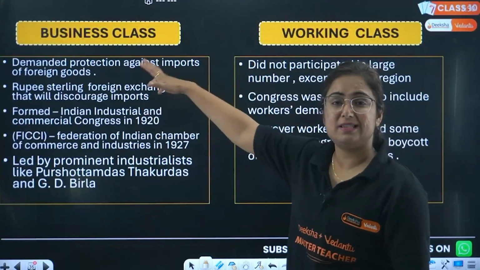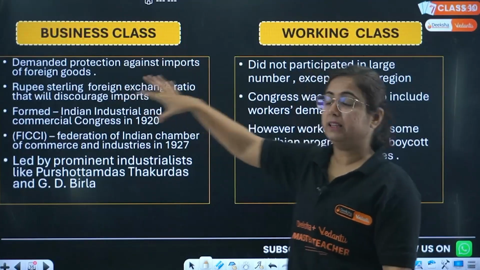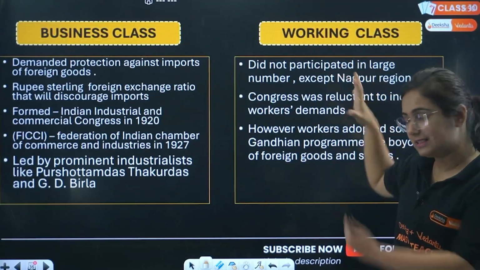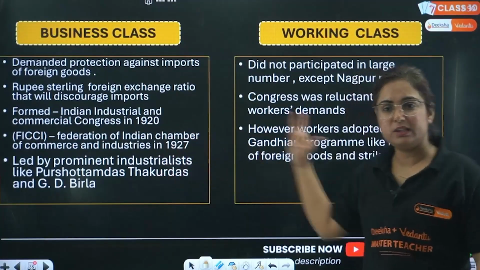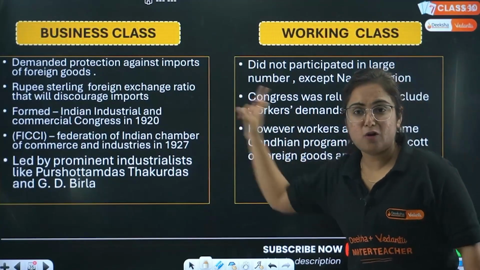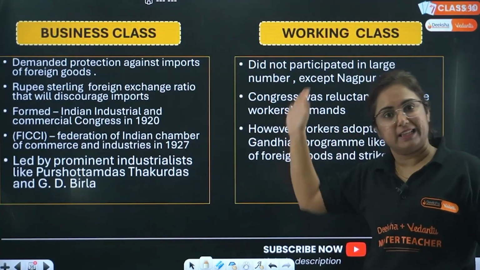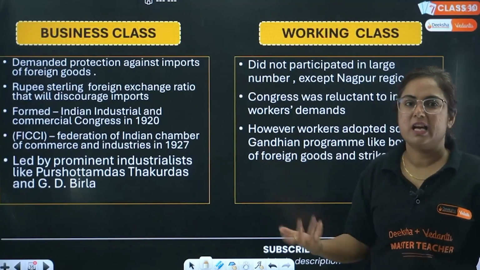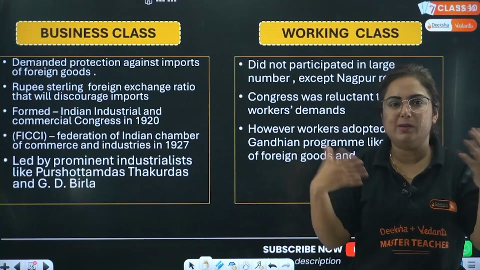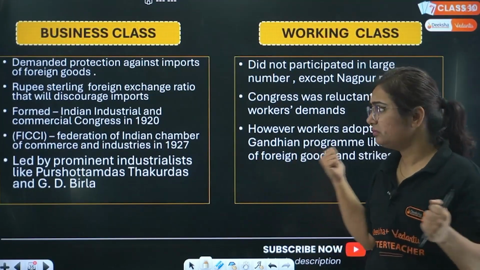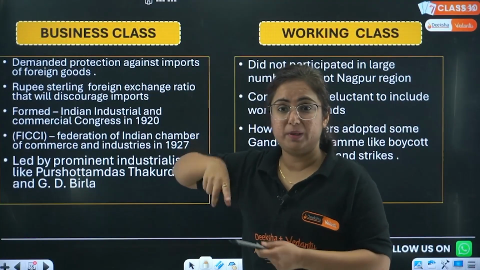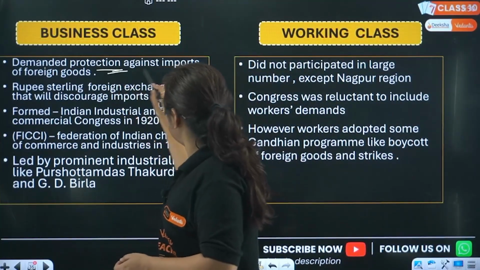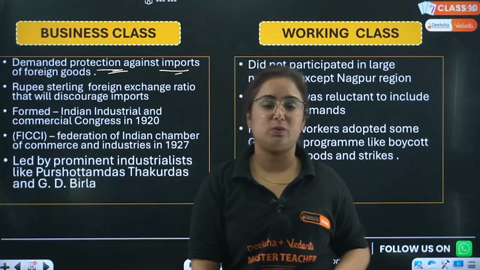Now come to business class owners and the working class in those businesses. Now again, the scenario is they are North Pole and South Pole. They are the owners and they are the workers. Will they have cordial relations? No, bhai. They themselves will not have. Obviously, your boss is not liked by anyone. The situation is the same. So, this business class in the civil disobedience movement demanded protection against import of foreign goods.